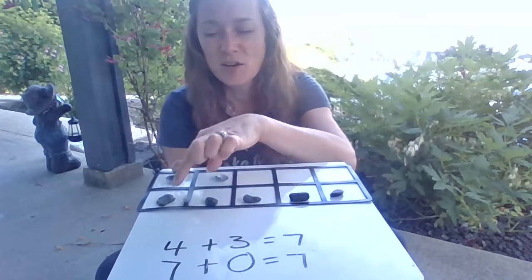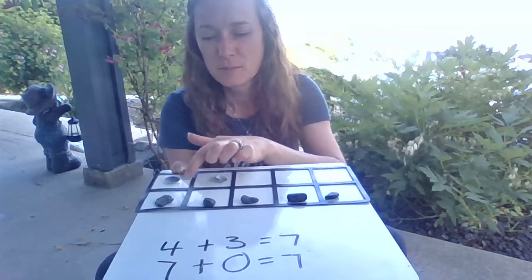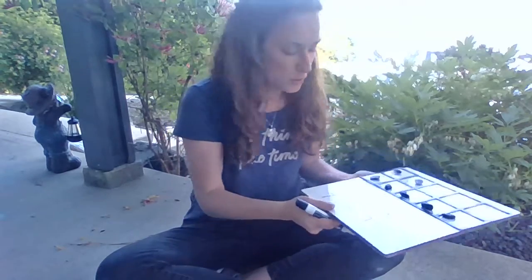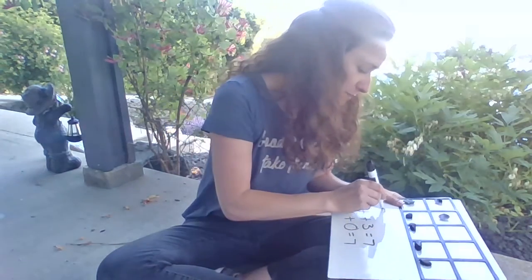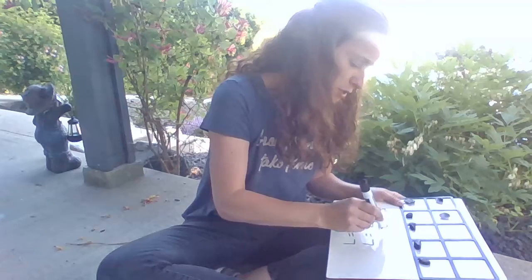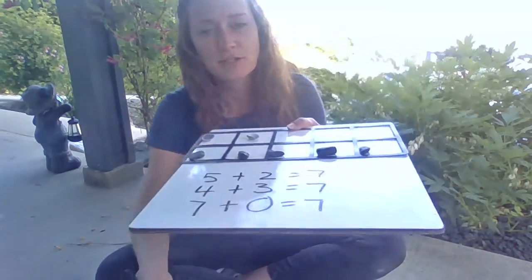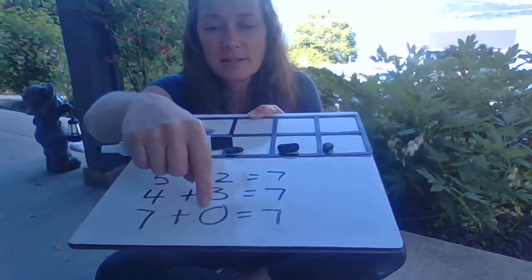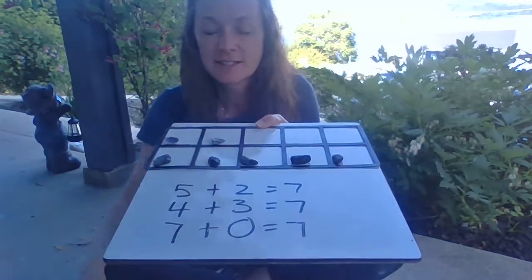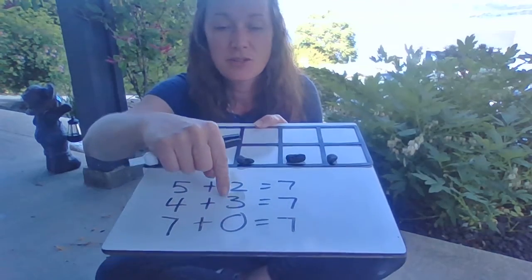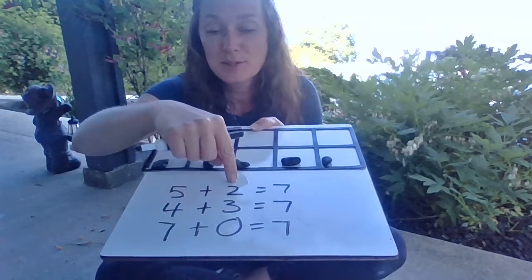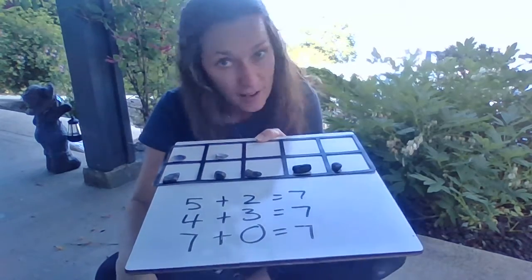There. So 5 plus 2 is 7. We just found another way to build 7. Who knew? 5 plus 2 still equals 7. Look at all the different math questions we can get to 7. So now we have 7 plus 0 is 7. 4 plus 3 is 7. 5 plus 2 is 7.